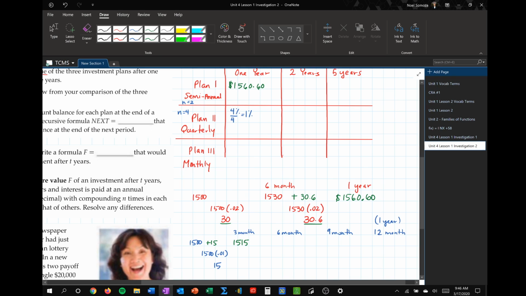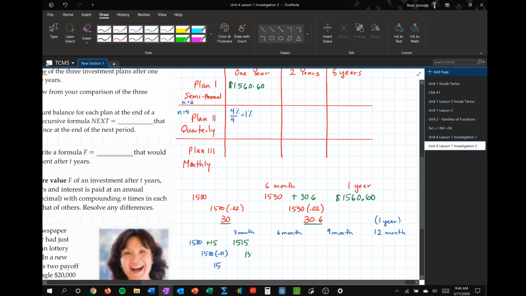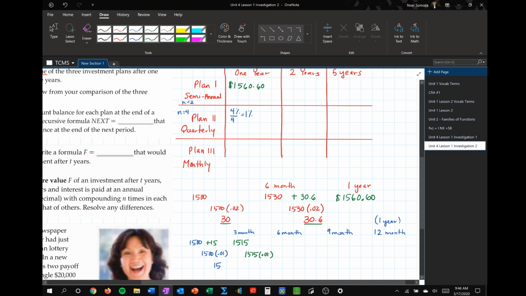Now you do it again, right? Second quarter, from 3 month to 6 month. But now what you're doing is you're taking 1515 and you're going to multiply by 0.01. By doing so, let's see what we get. 1515 times 0.01. All right, well this time, this is what I got. I got an interest payment of $15.15. Okay, so I get to add that onto my 3 month.